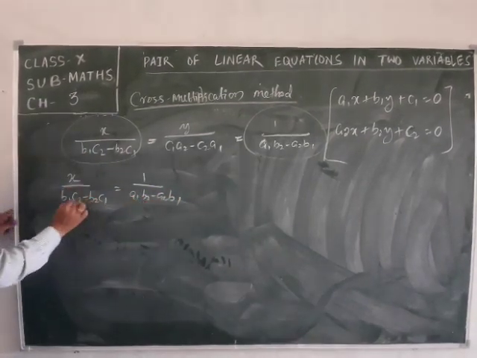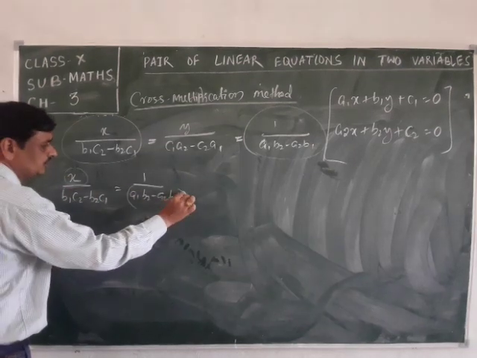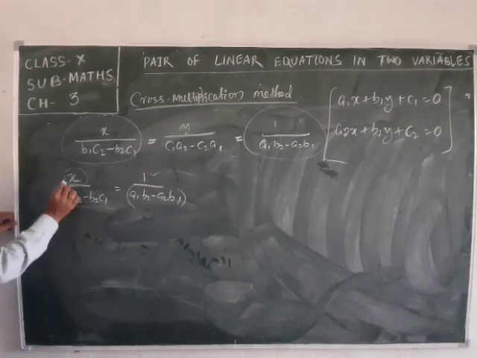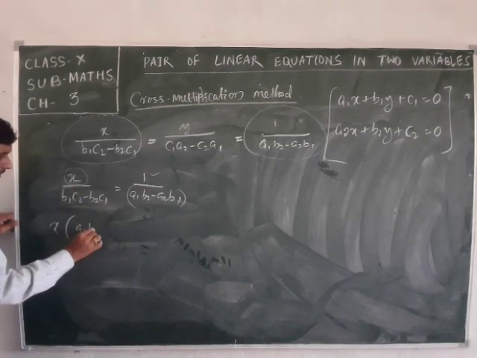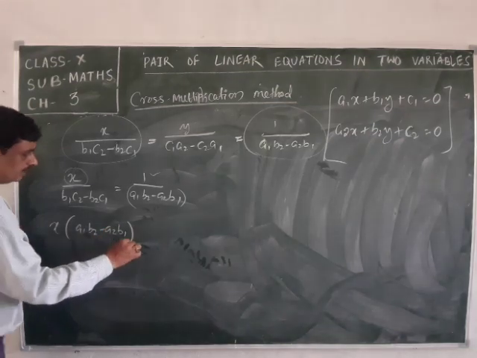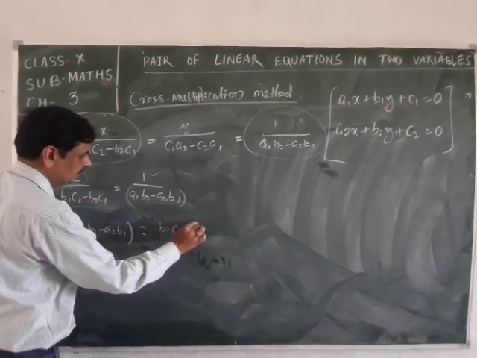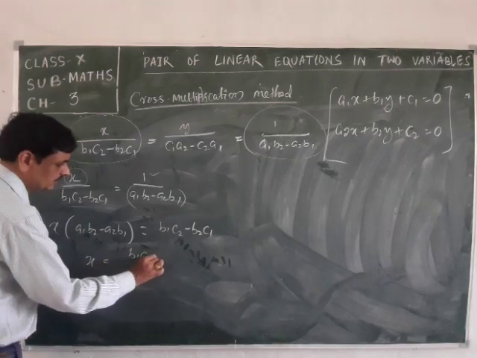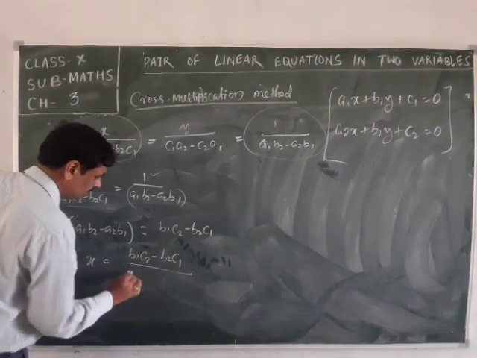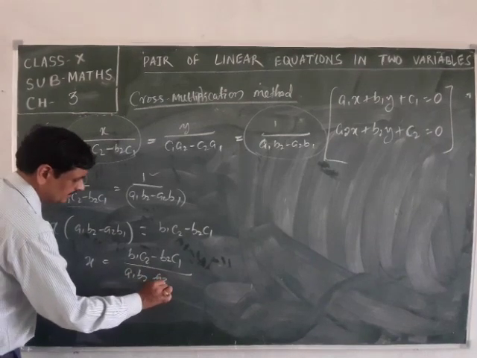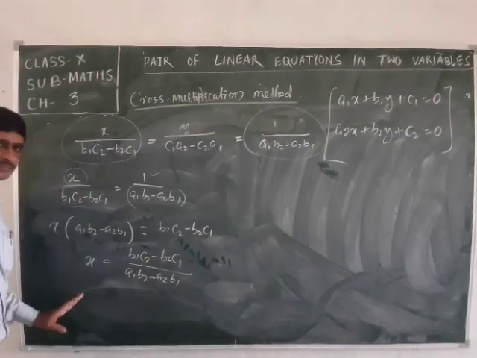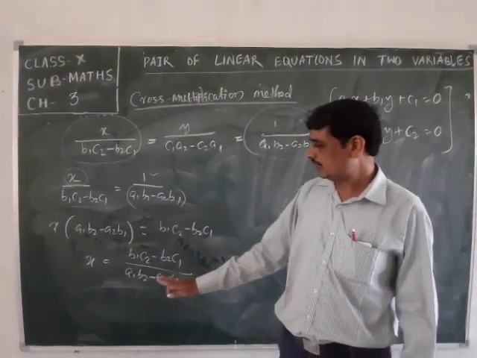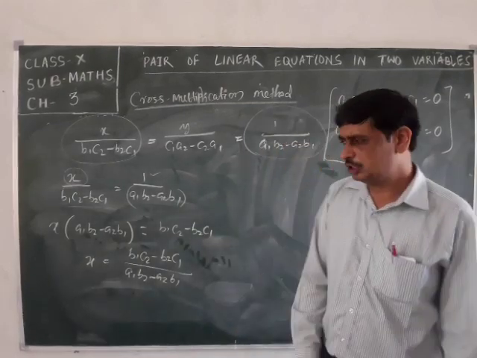Here this x will multiply this term, and b1 c2 minus b2 c1 will multiply with 1. So x into a1 b2 minus a2 b1 is equal to b1 c2 minus b2 c1. x becomes equal to b1 c2 minus b2 c1 divided by a1 b2 minus a2 b1. Here the value of x is obtained as b1 c2 minus b2 c1 divided by a1 b2 minus a2 b1.